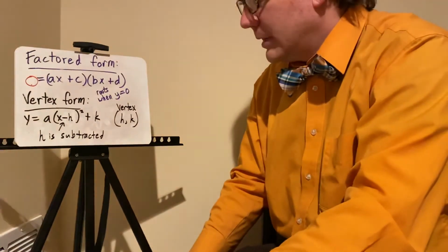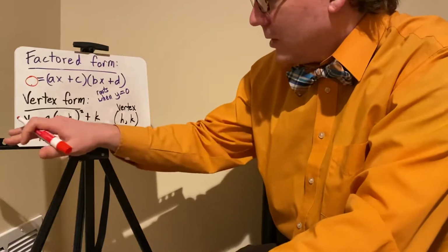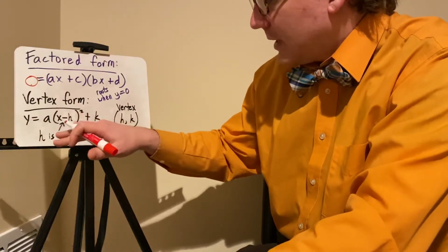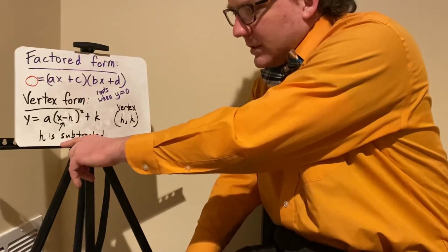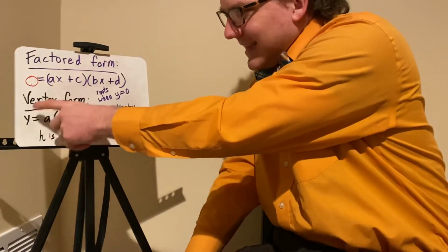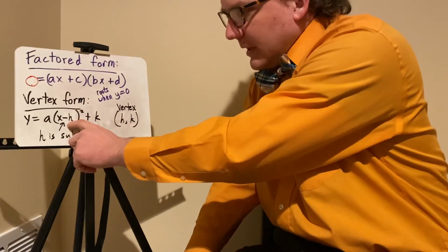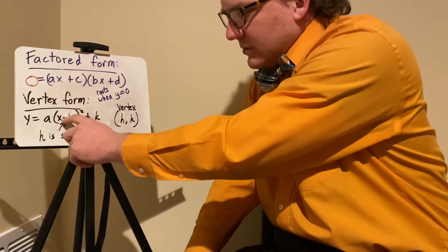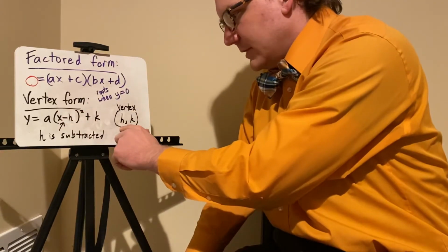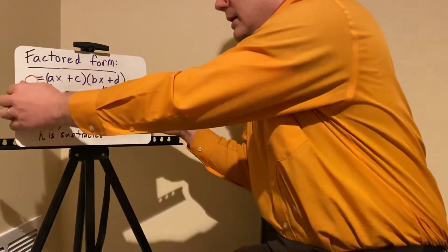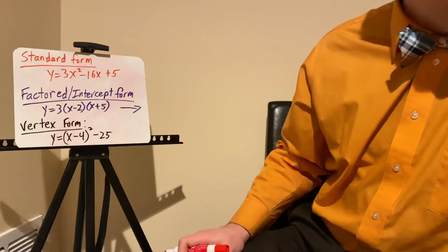Vertex form. In this one, I intentionally changed it so it says y equals a times x minus h squared plus k. Keep in mind that h is being subtracted, but the reason this form is great is because it tells you the vertex, h comma k. So if it says x plus, that's really minus a negative, which means your x coordinate for your vertex would be negative. Let's look at some examples and figure out those key things.